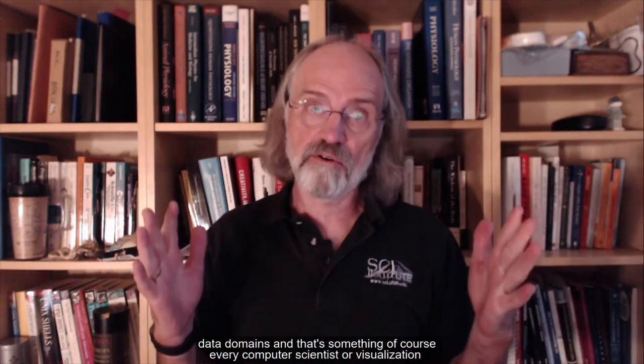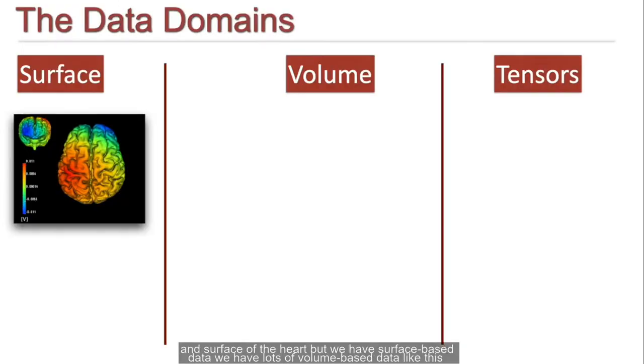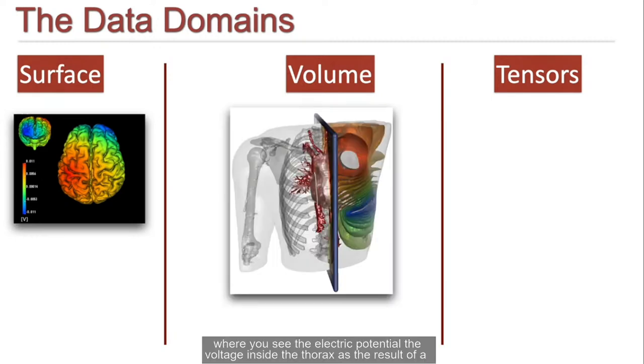And because we have measurements on surfaces, and we either measure or calculate or estimate the same or equivalent values inside of tissues, we end up with a very complex set of data domains. And that's something, of course, every computer scientist or visualization expert understands very well. We have information, usually scalar values, but scalar values that change in time on, let's say, the surface. These could be on the surface of the brain and surface of the heart, but we have surface-based data. We have lots of volume-based data, like this, where you see the electric potential, the voltage inside the thorax as the result of a defibrillation shock. So we have lots of volumetric potentials.